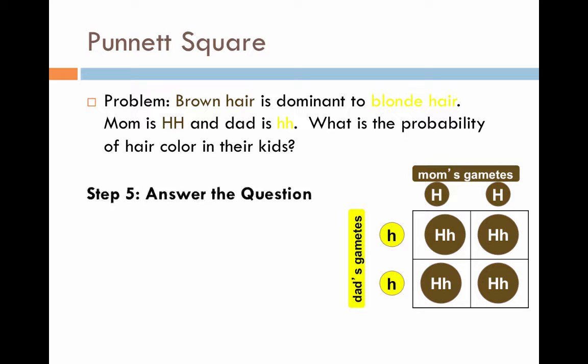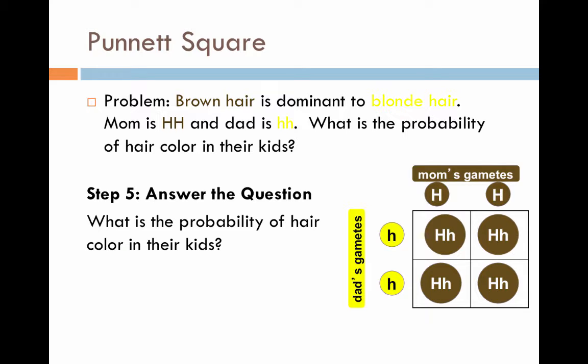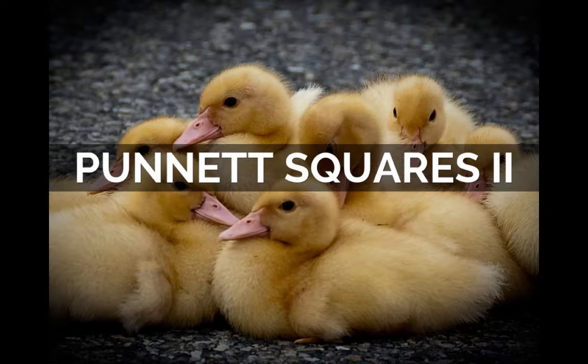Now let's actually answer the question. The question is, what is the probability of hair color in their kids? Well, since we just did the last step, we already have the answer. We know that 100% of these parents' kids will have brown hair. 4 out of 4, 100%, 1 to 0, all that means the same thing. Each one of these boxes represents the probability of their kids, and every single one of their kids will have brown hair. Now let's try some more practice problems.